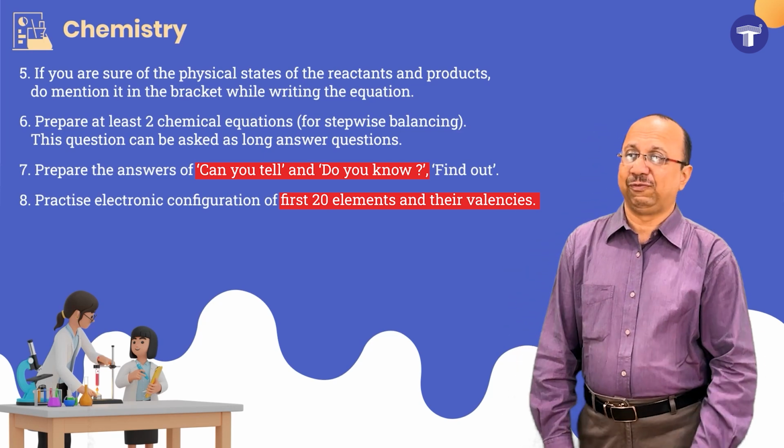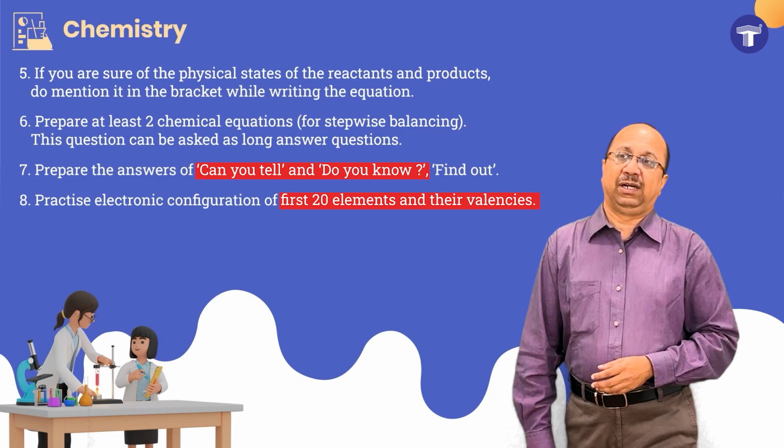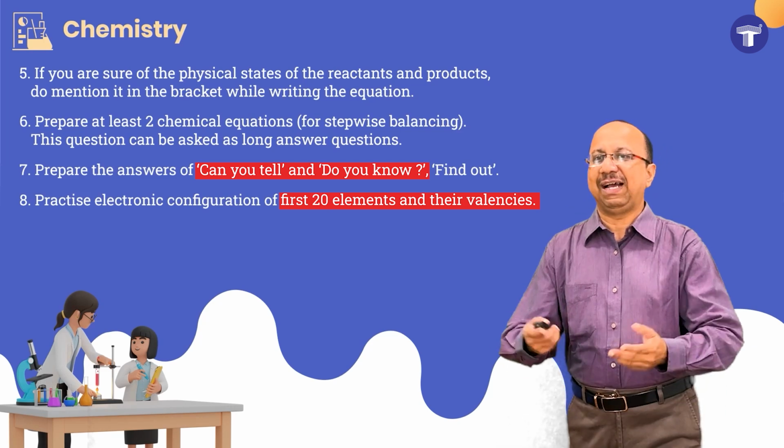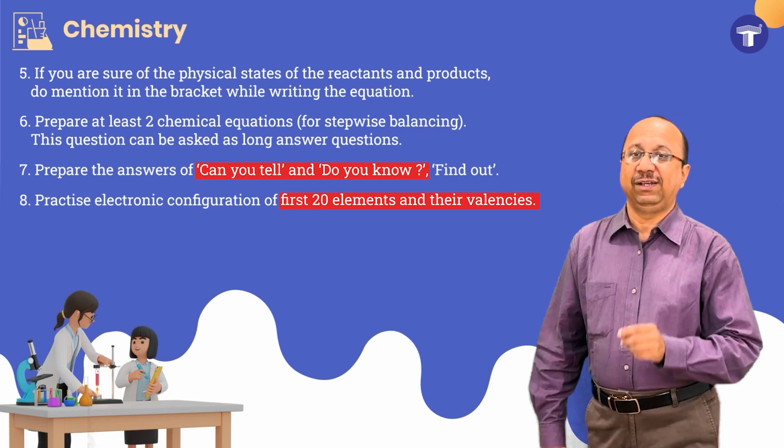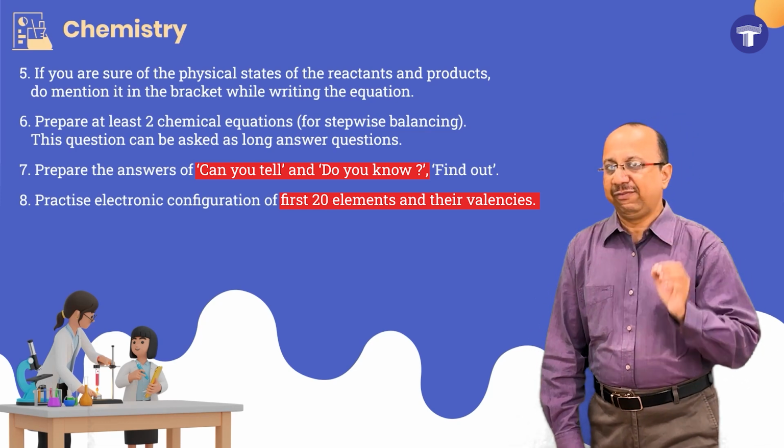So even otherwise also, whenever the chemical reaction comes, if you are aware of the valency, then balancing chemical reaction becomes very easy. So again, I would just repeat that point. First 20 elements are very, very important.